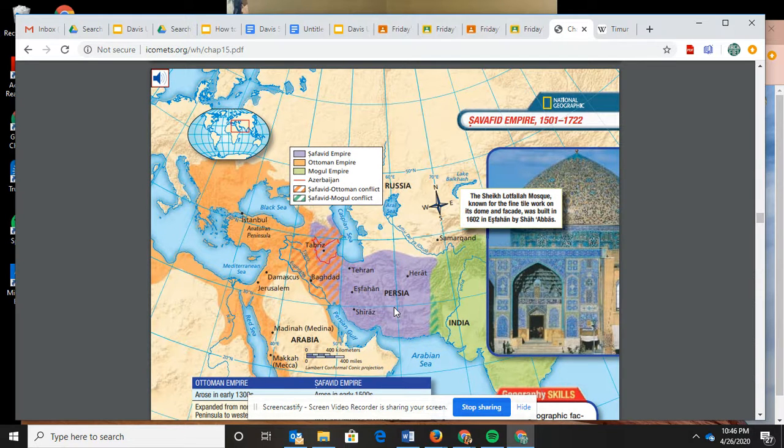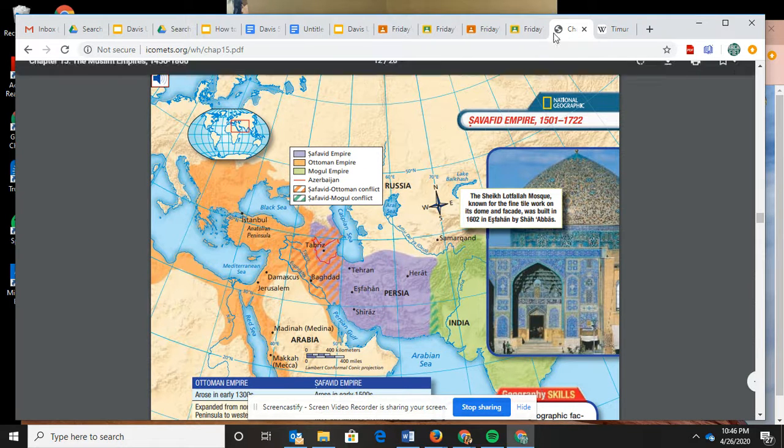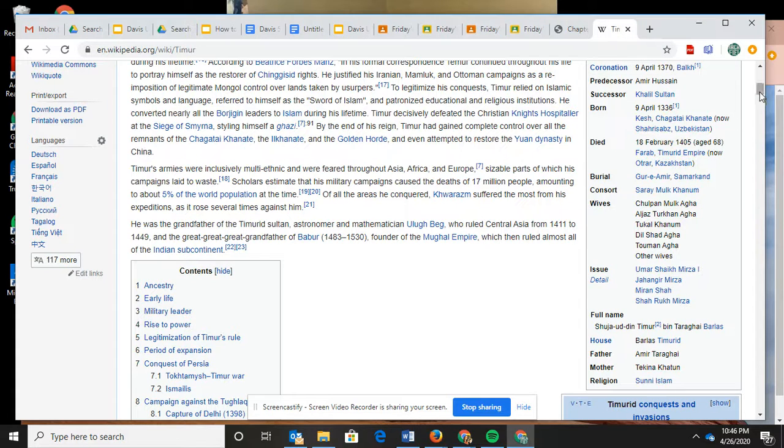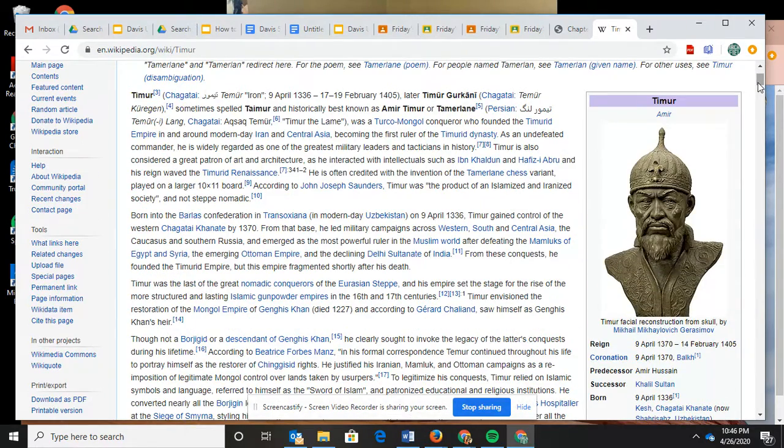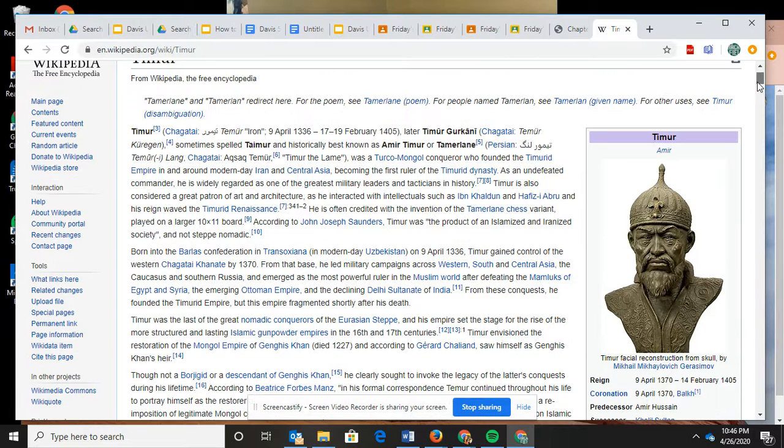We went kind of fast during the Mongols and the descendants of the Mongols, but there was a beast named Tamerlane or Timur. There's a really good Wikipedia few paragraphs about Timur right here. Tamerlane was not a Genghis Khan descendant, but he believed himself to be an equal to Genghis Khan. He was a few years after Genghis Khan. He reigned from 1370 to 1405 as Timur, and he's also known as Tamerlane.